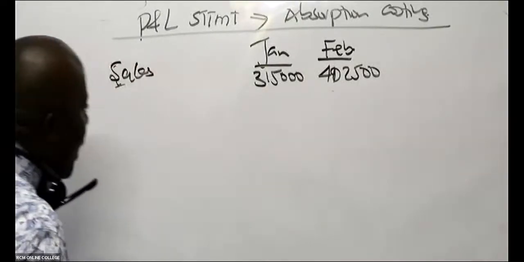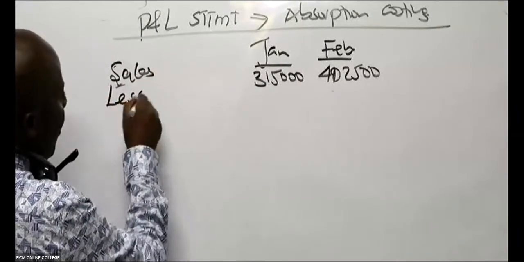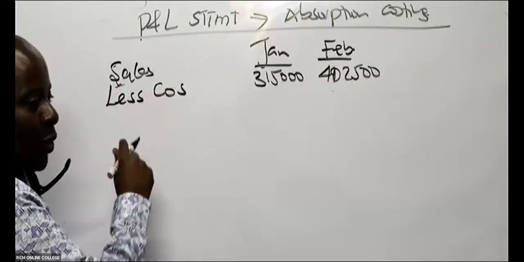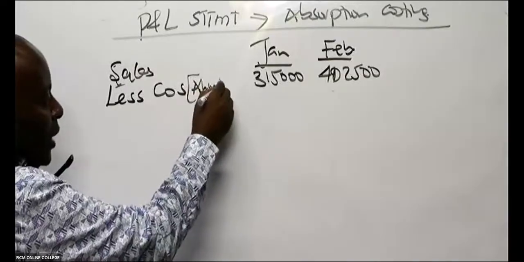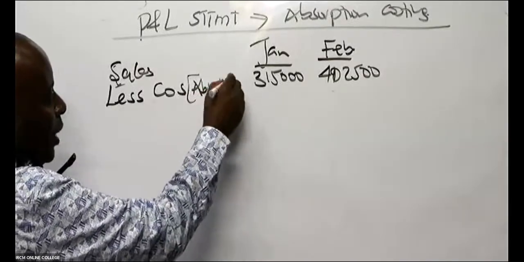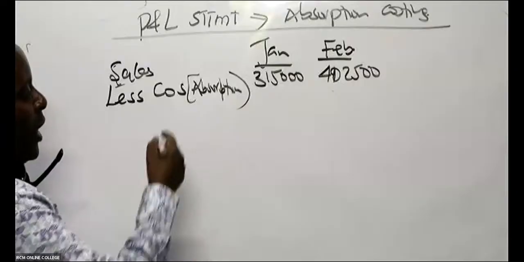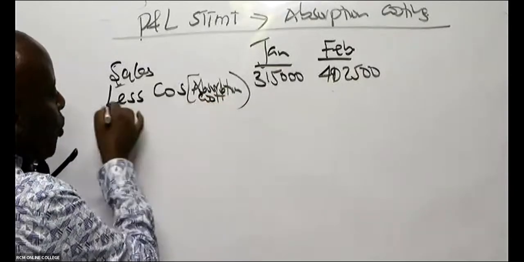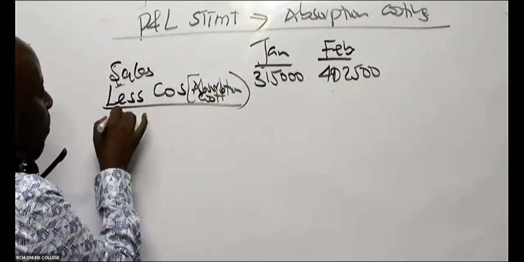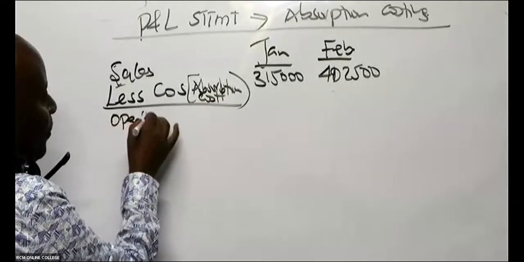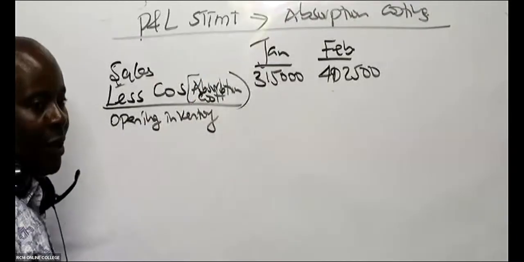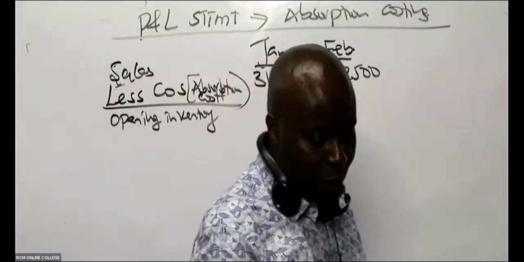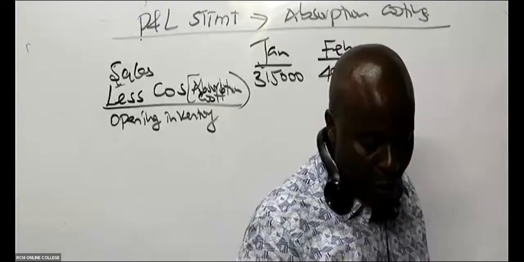So in this case here, we less cost of, now I don't use the word marginal. I can come inside here and say, these are the ones absorbed. Absorption costing, isn't it? So we start, ladies and gentlemen, with opening inventory.